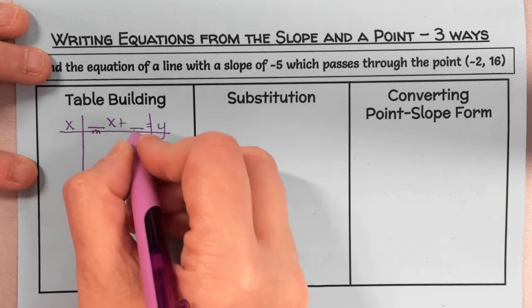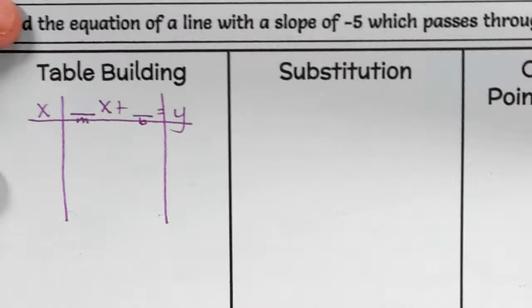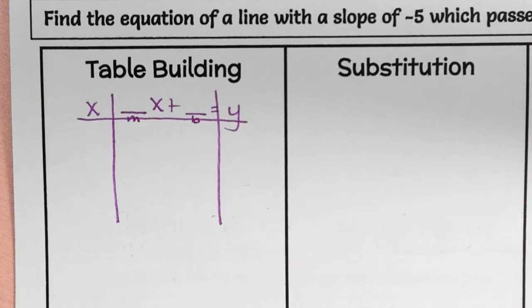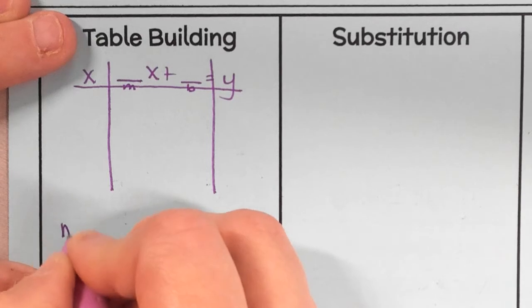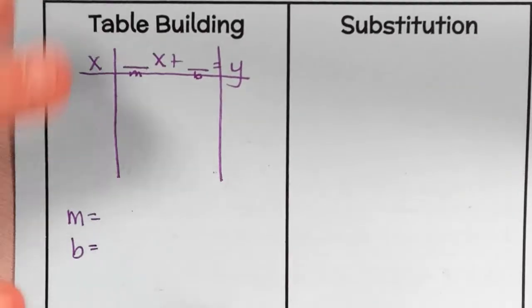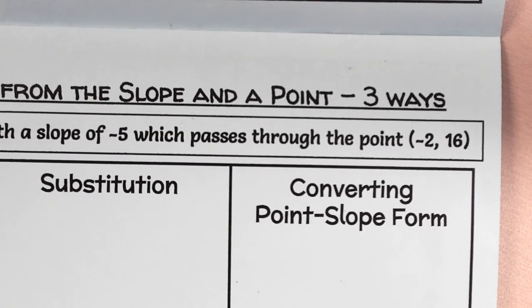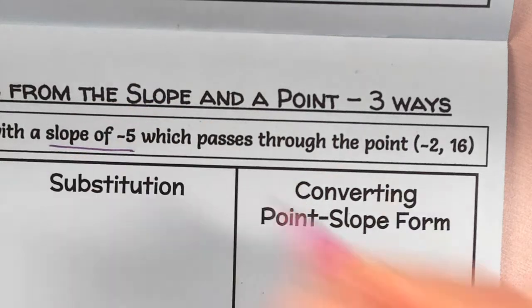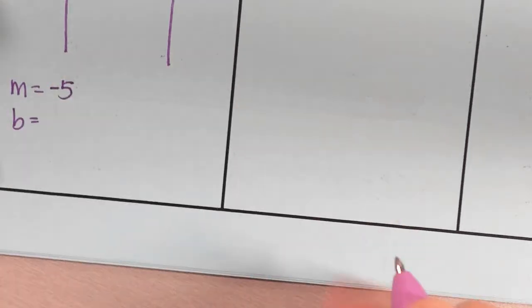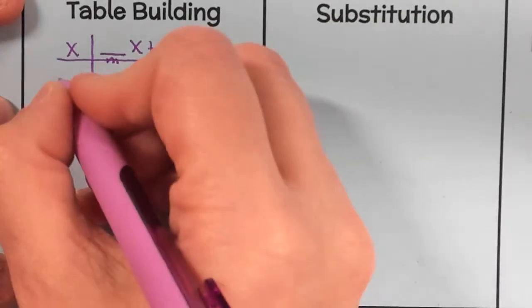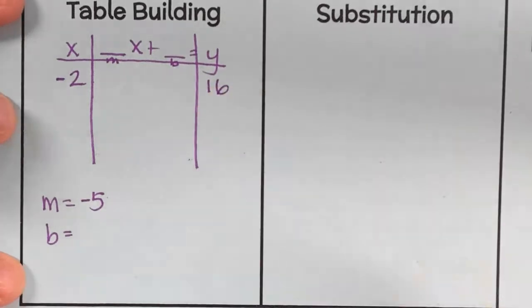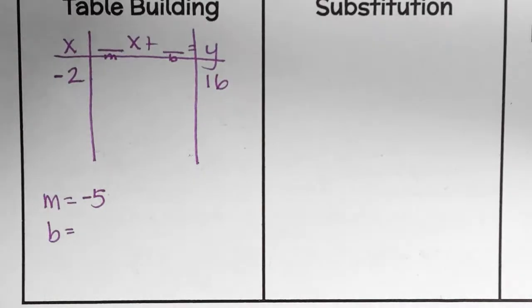Okay, and M goes there. And B goes there. Let me zoom in a little bit so you can see what I'm doing here. In order for me to write an equation in slope-intercept form, I need my slope and I need my y-intercept. Did they give me either one of those up here? They gave me the slope of -5, and they gave me this point. So yay on that, I know one of them. And then they gave me the point -2, 16. So all I'm doing is putting all of that in this crazy looking table.